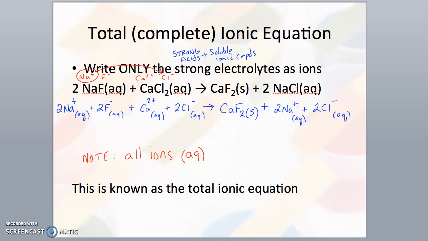In this equation, the only compound that does not dissociate is the calcium fluoride. It is ionic, but it is not soluble. Confirm this with your solubility chart. The result is the total ionic equation.